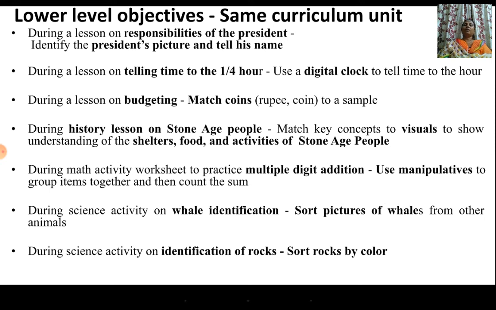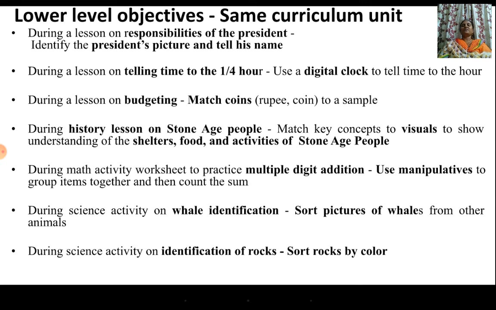Here the important and the key thing is he should learn about the basics of that curriculum and the lesson. So that facility will be made available to a student with intellectual disability. During a math activity worksheet, say for example, multiple digit addition, manipulatives can be made use while others will be working on their own. And during a science lesson on whale identification, the child with intellectual disability can be made to sort pictures of whales from the other animals instead of learning the details about the whale and its living and the other description about it.